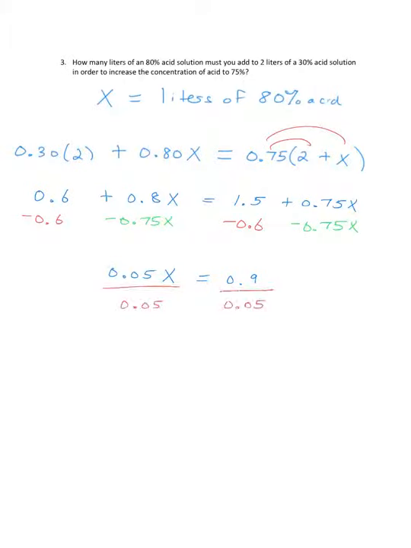Okay, so I move the decimal, that's 9 divided by a half, that's going to be 18. So x is equal to 18, and that is 18 liters that we have to mix in. And our goal was to increase the concentration of acid, so our answer makes sense.